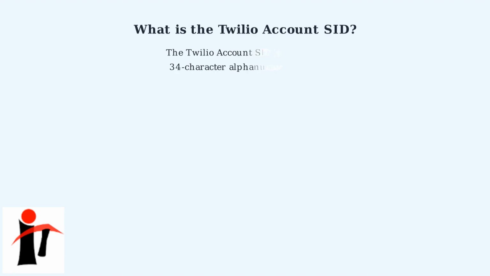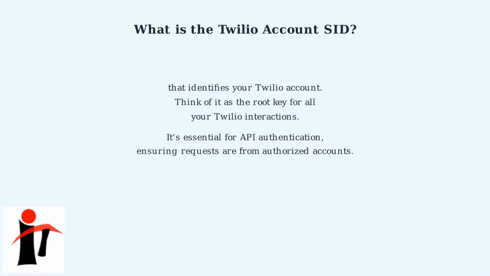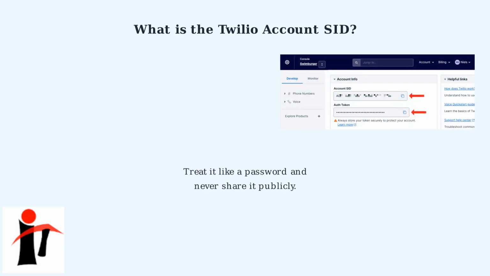The Twilio Account SID is a unique 34-character alphanumeric string that identifies your Twilio account. Think of it as the root key for all your Twilio interactions. It's essential for API authentication, ensuring that requests are from authorized accounts. Treat it like a password and never share it publicly.